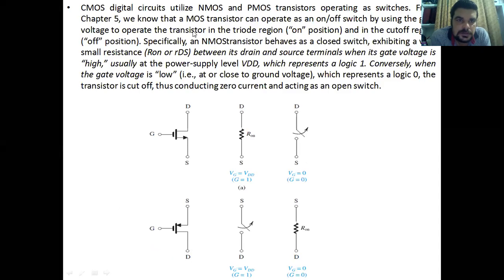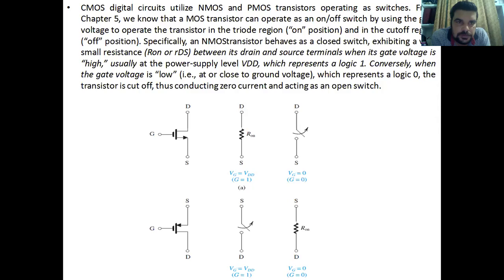CMOS digital circuits basically utilize NMOS and PMOS transistors operating as switches. Now we know that most transistors can operate as an on and off switch, if the transistor works in the triode region and cutoff region respectively.